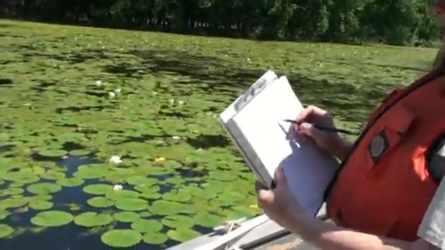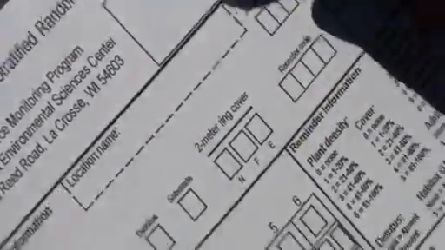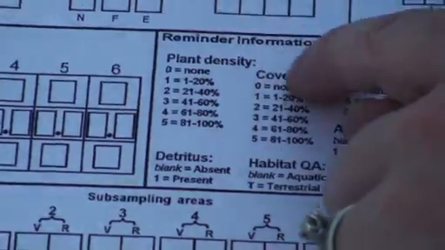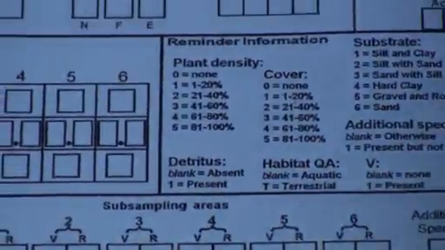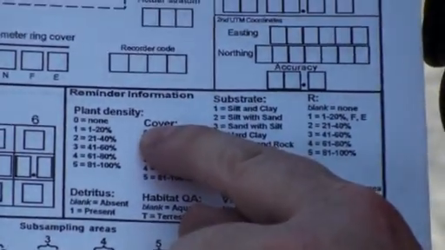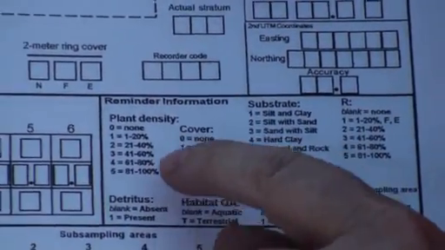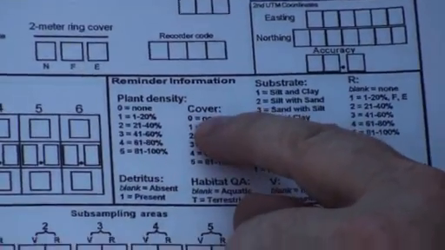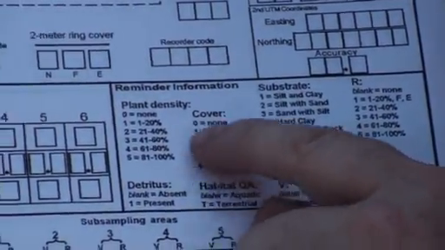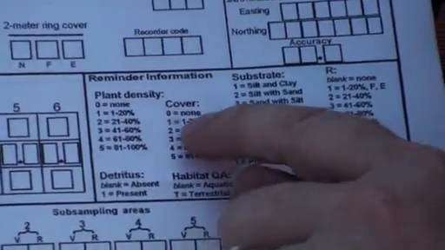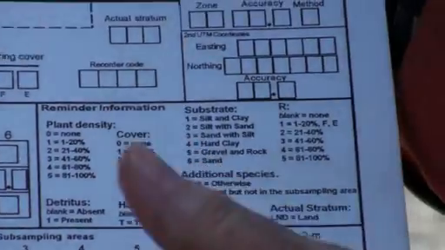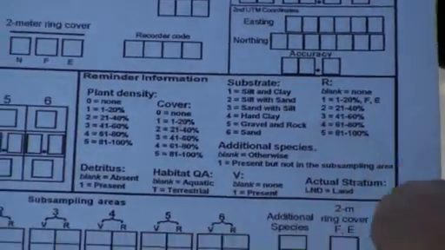And then if you're saying what kind of numbers do I put for cover, you have this area on your data sheets called reminder information, and this is just a plethora of information. So you look for cover, finding it there, and you see you have 0 through 5. So if you don't have any duckweed, it would get a 0, no duckweed. Then it is broken down into various percentages. So 1 to 20% cover is a 1, all the way down to a 5, which is 81 to 100%.